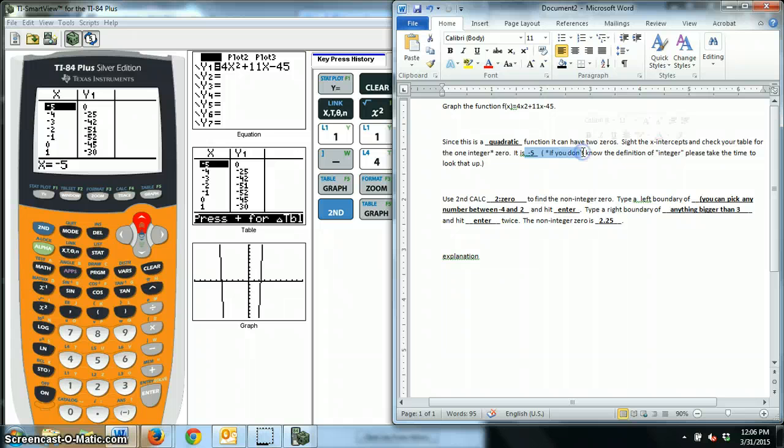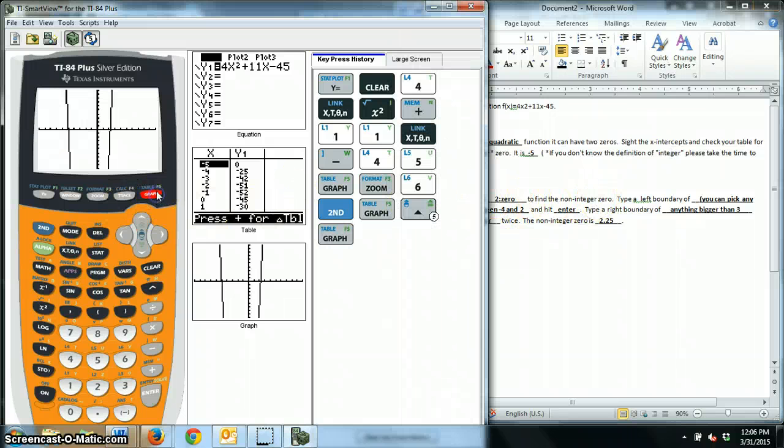the integer 0. Remember, an integer is a whole number, something that's not a fraction. An integer is negatives or positives or 0, but like 25 or -5, whole numbers, positive or negative. So that's the first part. Now it says use second calc blank to find a non-integer 0. So let's go back to the graph.